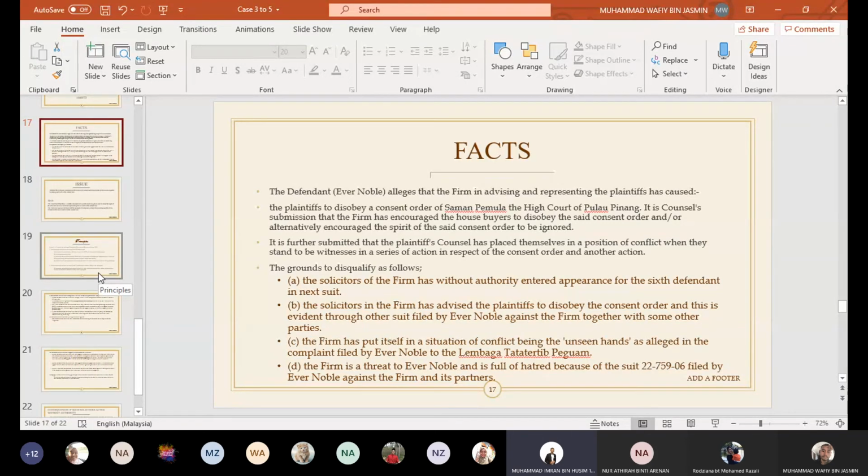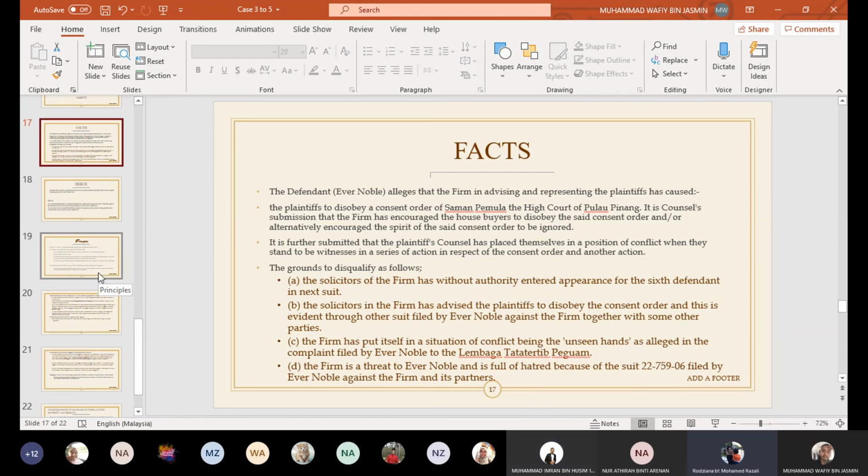For the issue of tata tertib, it had actually been filed by Ever Nobel, and it is not really deeply discussed in this case.